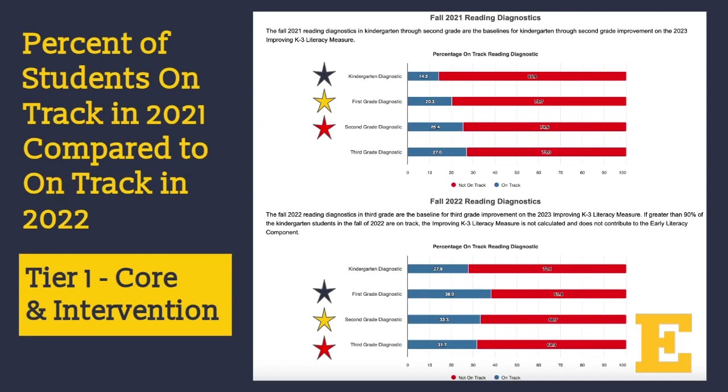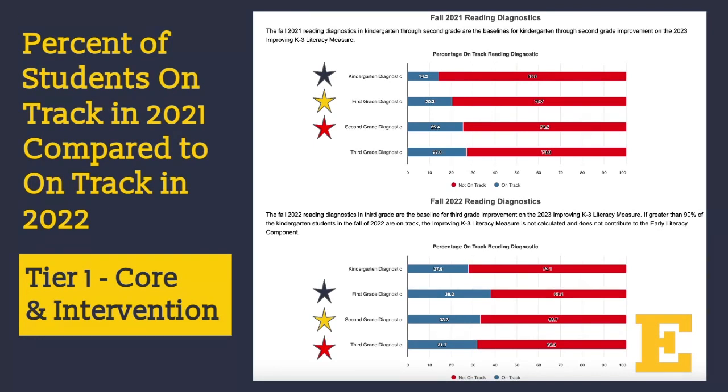Additionally, you can look at this graph, and if you look at the stars, you can follow a cohort. So if we follow the blue star at the top, 14.2% of kindergarten students in 2021 were on track, compared to in 2022, we increased that to 27.9%.